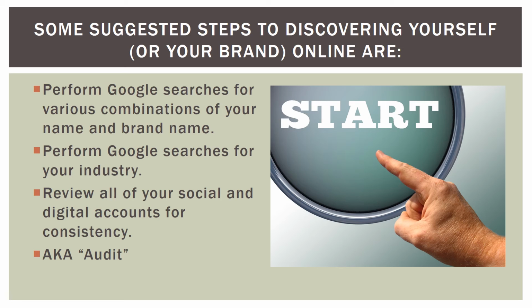One thing that you need to understand, as a tool, is what the book calls some suggested steps for discovering yourself or your brand online. Basically, it's very simplistic language. Perform Google searches for various combinations of your name and brand name. Perform Google searches for your industry. And review all of your social and digital accounts for consistency. Is your brand really shining through? We call it a digital audit, and you're going to do one this week. I know you're excited.